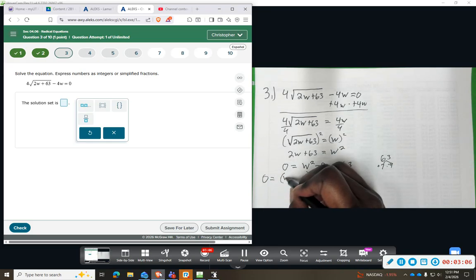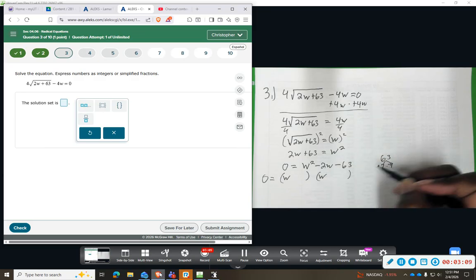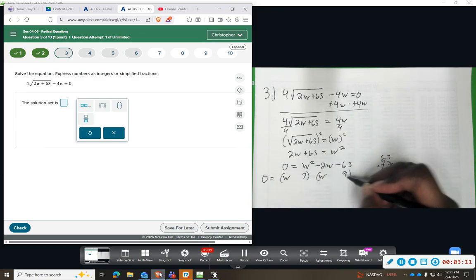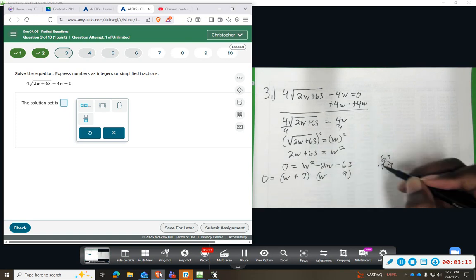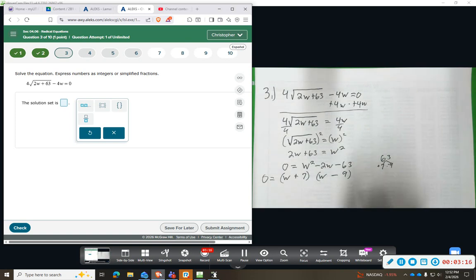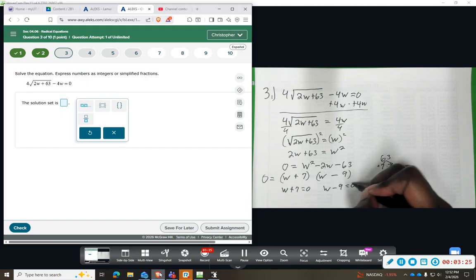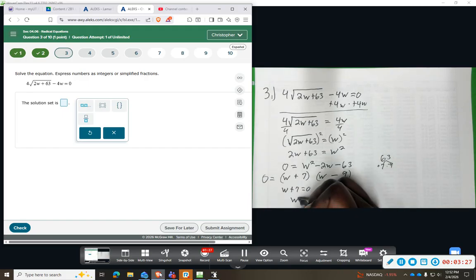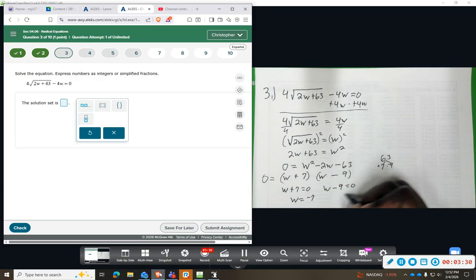Split up the w, the 7 and the 9, and we already established the signs. This will be a positive, this will be a negative. Set both these terms equal to 0. Subtract 7, we get w equals a negative 7. Add 9, we get w equals a positive 9. So these would be our 2 solutions.